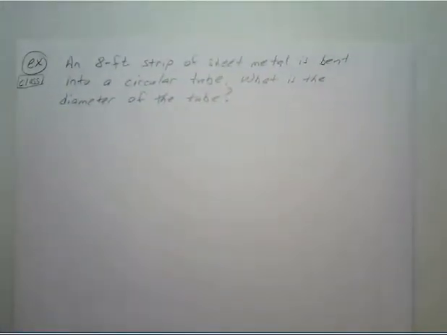Okay. Now for this example, you have an 8-foot strip of sheet metal that is bent into a circular tube. What is the diameter of the tube? Now for this one, it would help to draw kind of a picture or a diagram to help you visualize it. But I want you to pause it and try this one on your own.